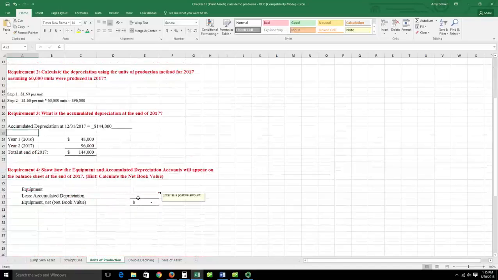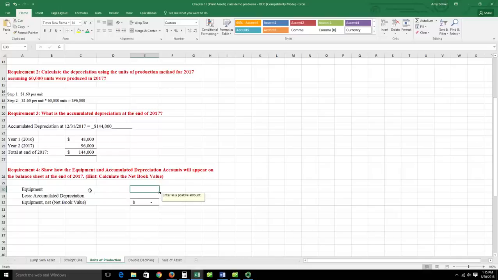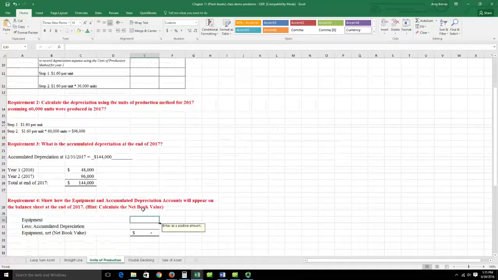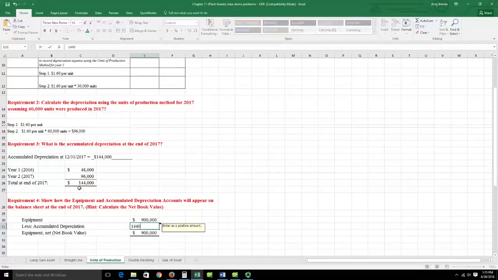And then the last part is figuring out your book value. Remember, your book value is your cost minus your accumulated depreciation. My cost of this asset is $900,000. That's what it cost me to buy it. My accumulated depreciation I just figured out was $144,000. So when I subtract the two, I come up with a book value of $756,000. Again, make sure you're reading the problem, and this is asking for the accumulated depreciation at the end of 2017. So your book value at the end of 2017 is $756,000 because that would be 2 years worth of depreciation. Your book value represents what you estimate you have left to use up of this asset.